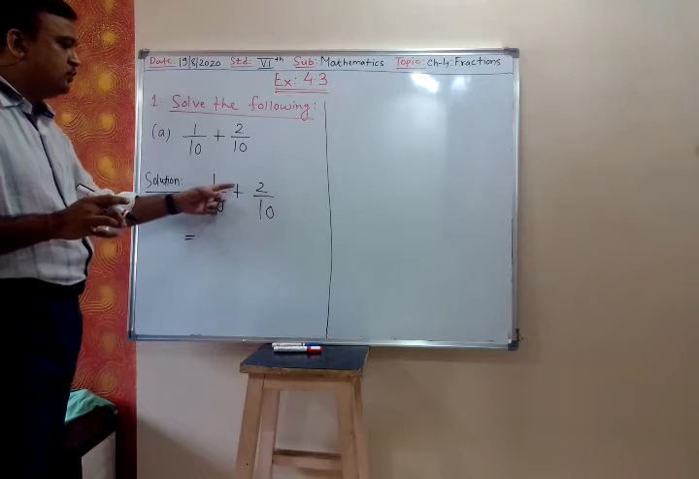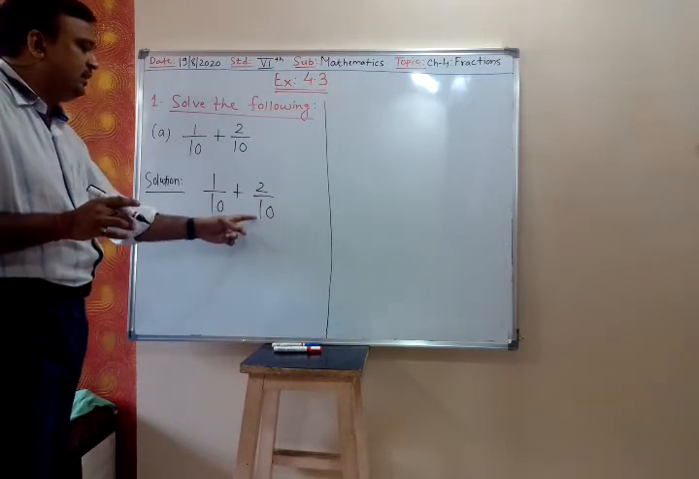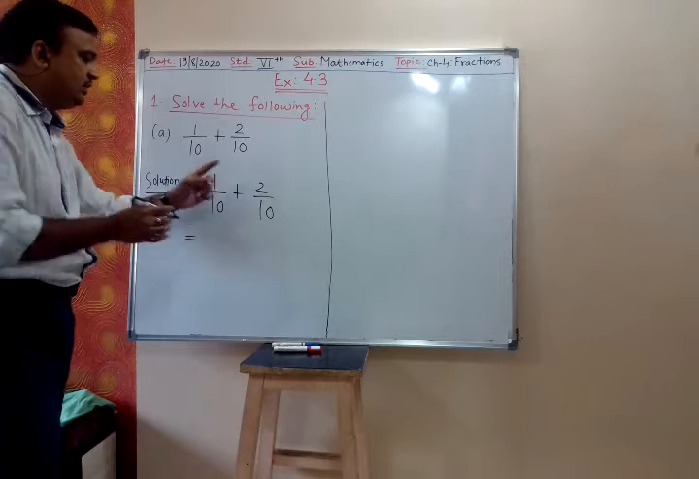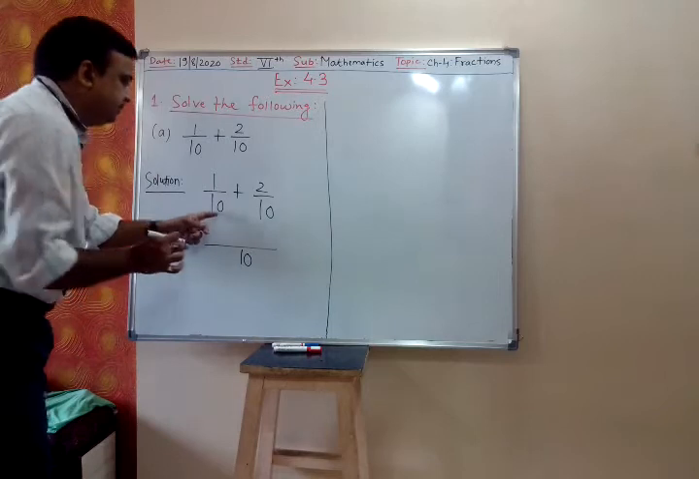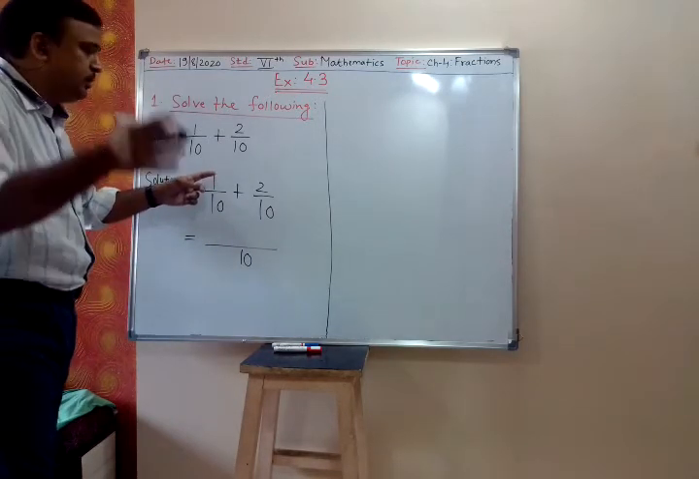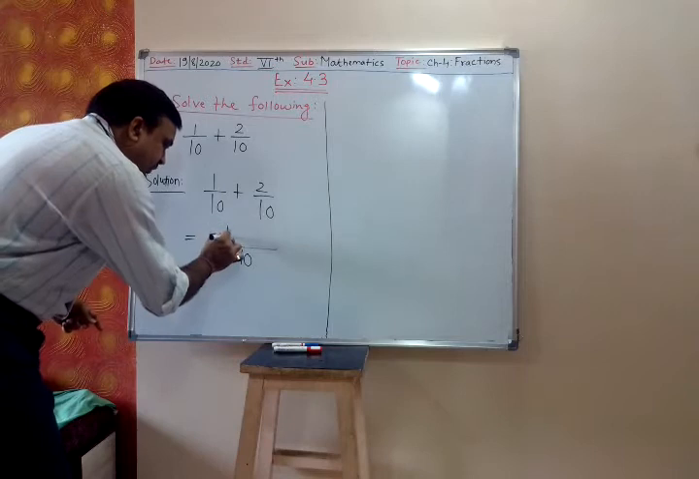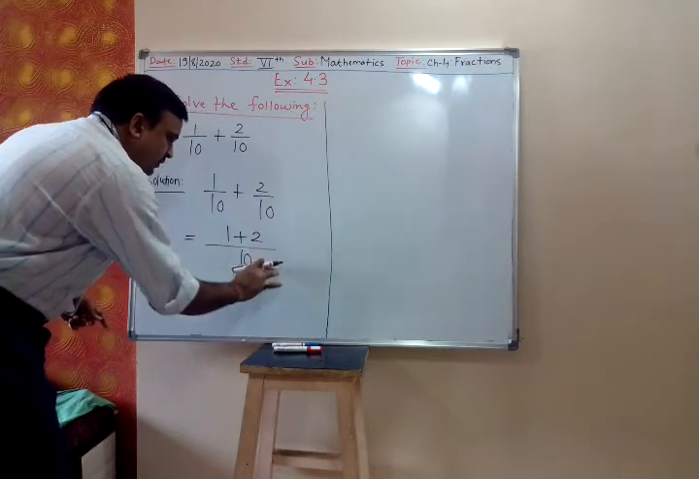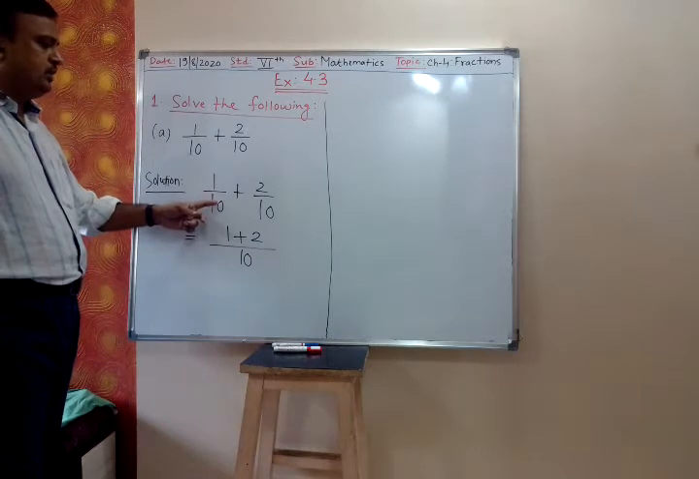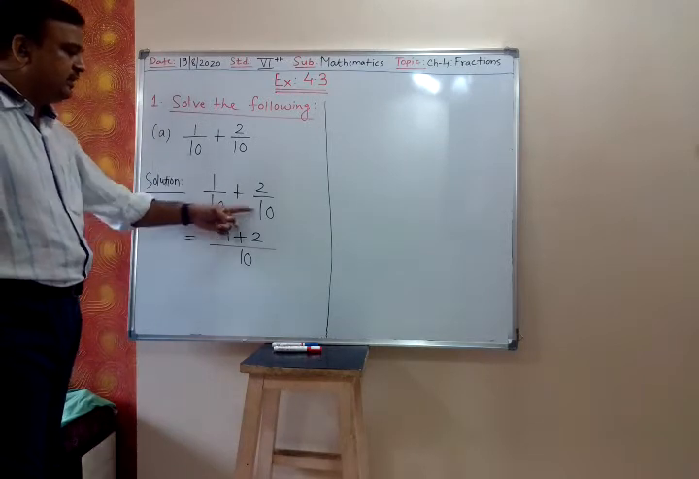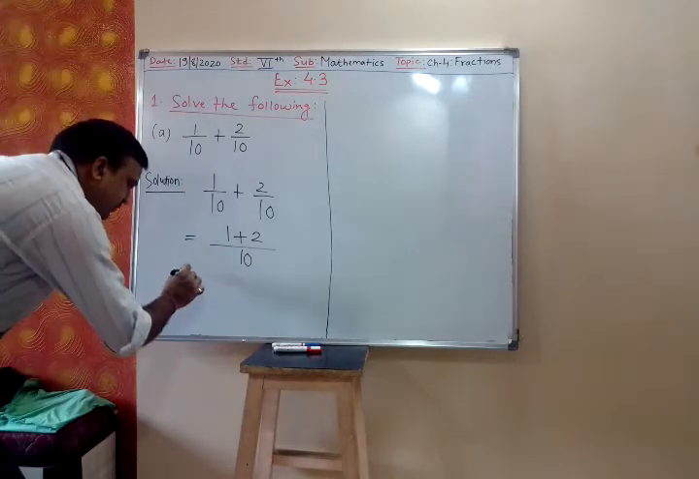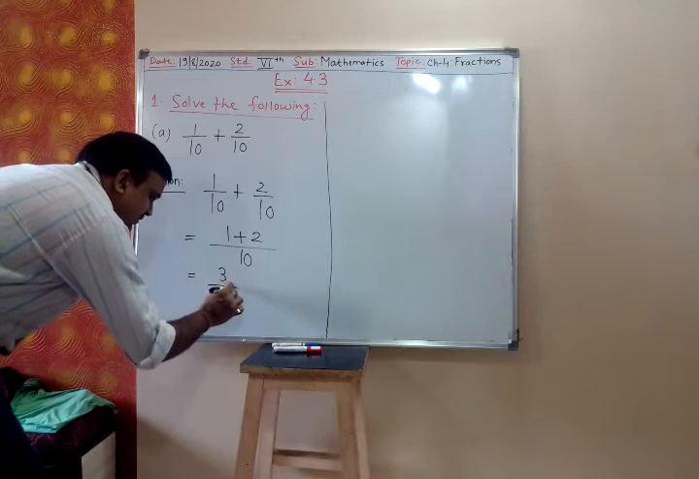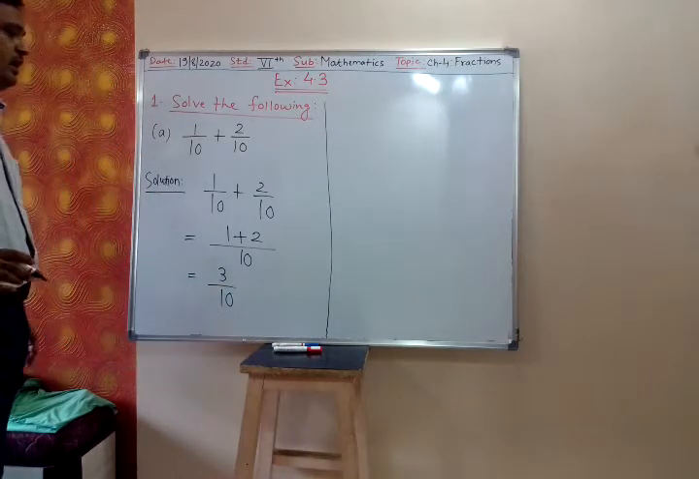So 1 upon 10 plus 2 upon 10, the denominator is 10, 10, they are like fractions. So I will take the denominator common, that is 10, and then I will add the numerators, 1 plus 2. 1 plus 2 is 3. So the answer is 3 upon 10.